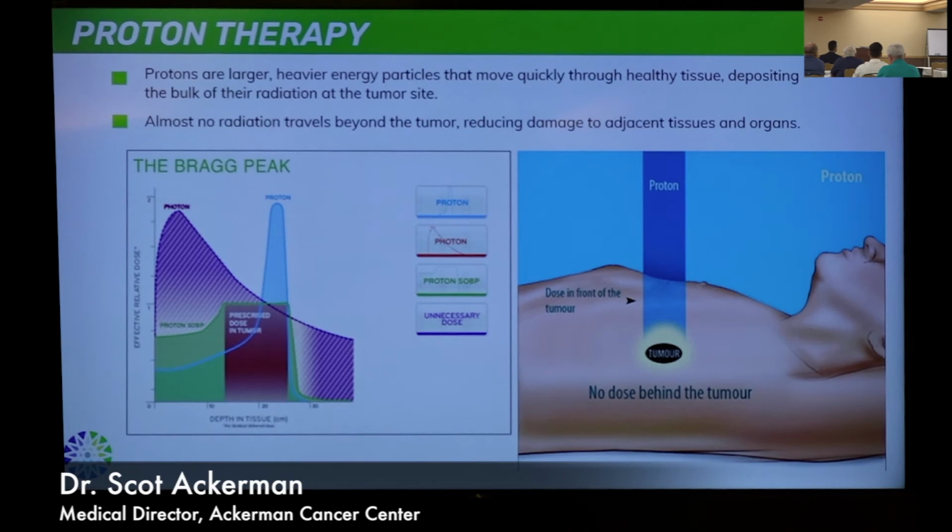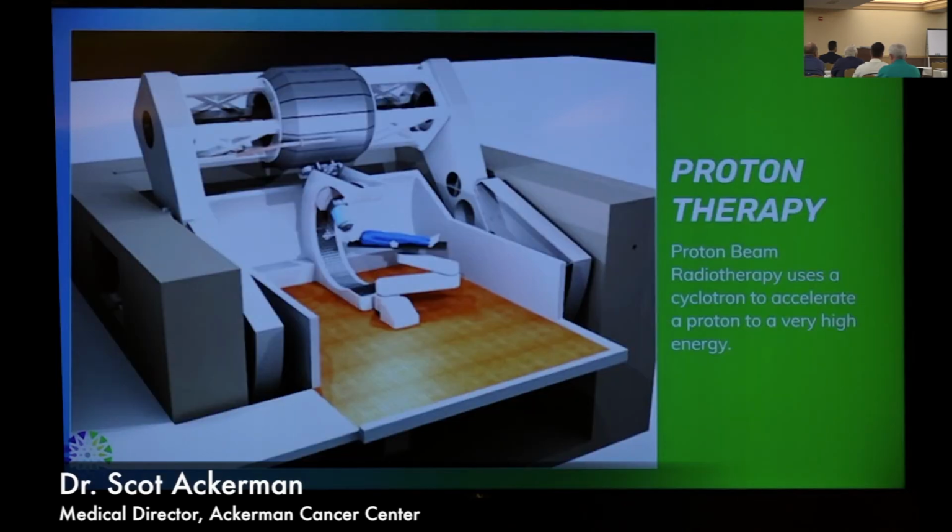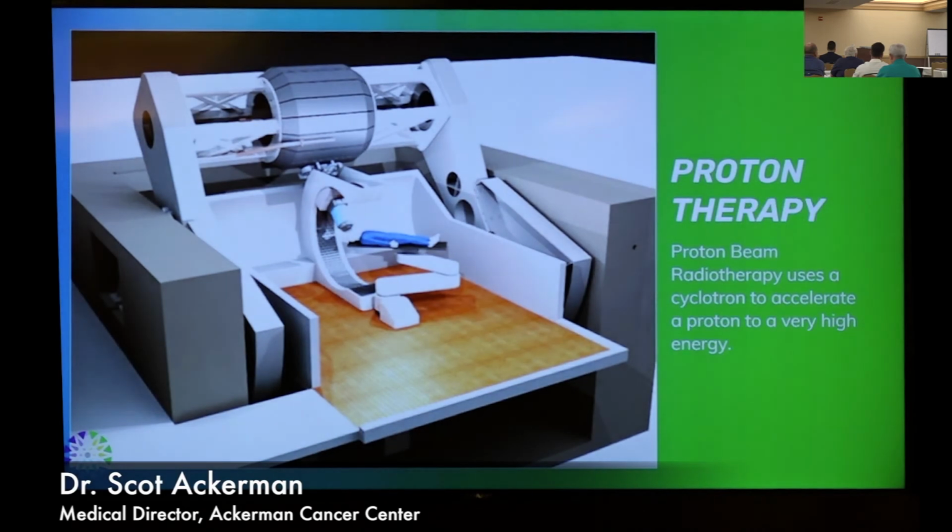So here's where the tumor zone is. What we do is we send protons of different energies in, so we get the peak spread out around the tumor, and then nothing goes behind. And this purple hash here, that's unnecessary dose that the patient receives if they were to receive photons instead of protons. That unnecessary dose is spread out to other structures in the body.